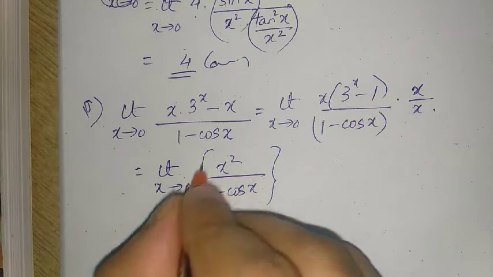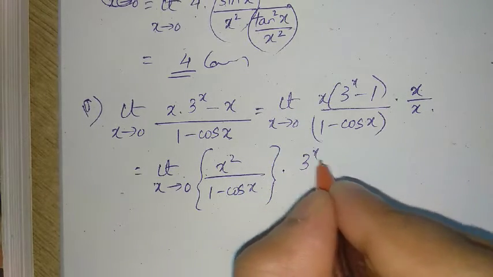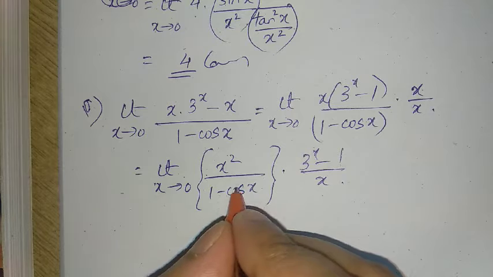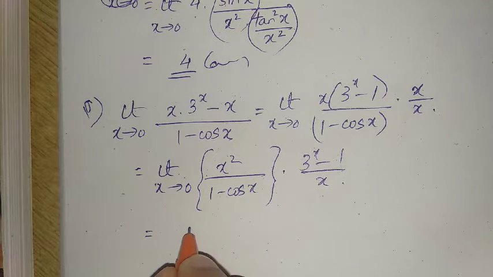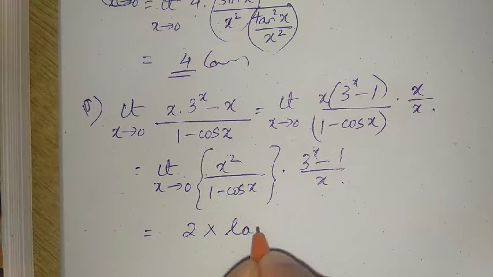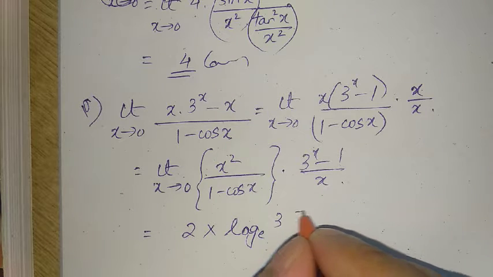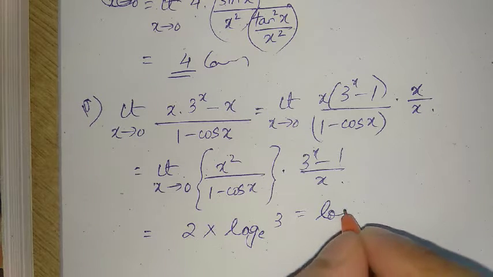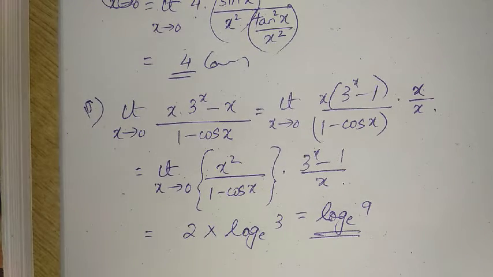This will be one part, and the next part will be 3 to the power x minus 1 by x. If we solve this, limit x tends to 0, the value is 2, and if we solve this, the value is log 3 to the base e. So this is your answer. We can also write it as log 9 to the base e. Okay, so this is your answer.